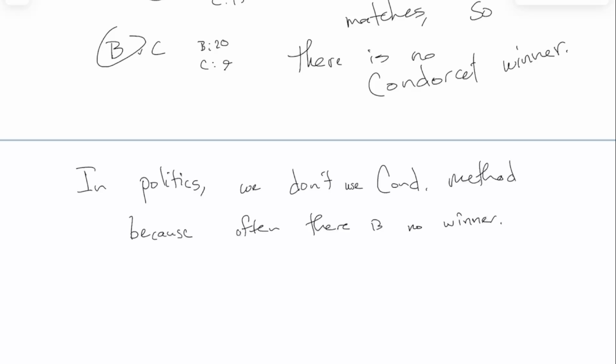I think actually, like, if you have somebody who is the winner using Condorcet method, then that's a pretty strong statement about that person actually being somebody who everybody really likes. But oftentimes you don't get a winner, and so this system is not really appropriate for real life usage.